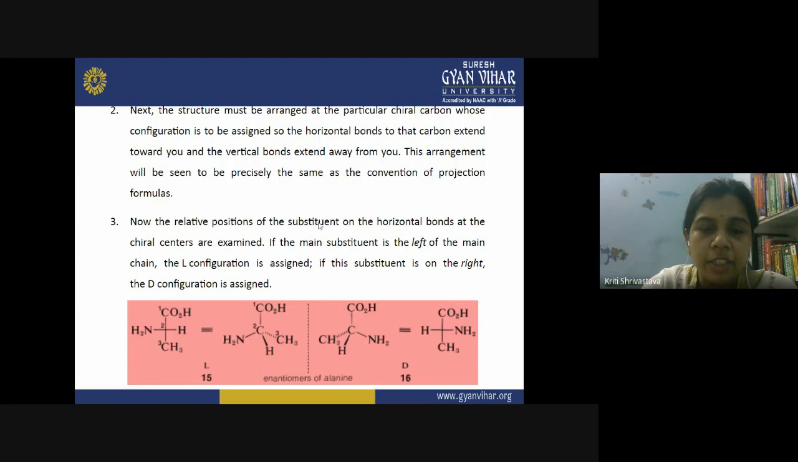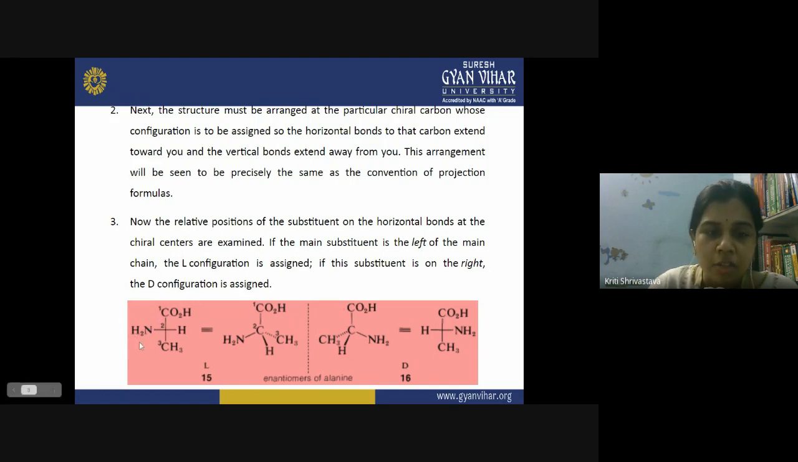Now what will we do? The relative positions of the substituent on the horizontal bond at the chiral center are examined. Which are the horizontal bonds? These are NH2 and H. You will examine the substituent. If the main substituent is left of the main chain, you will get the L configuration, and if the substituent is on the right, you will get the D configuration. So this is the rule. If you look at the molecule carefully, we are only concerned with the group attached on the horizontal line. On the horizontal line, we have NH2.